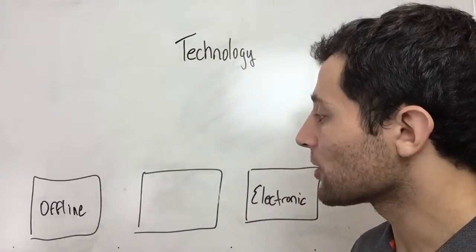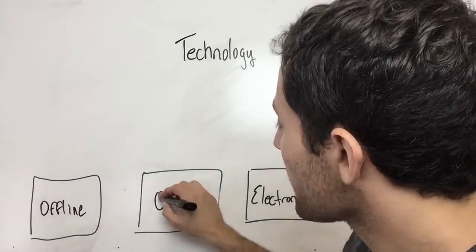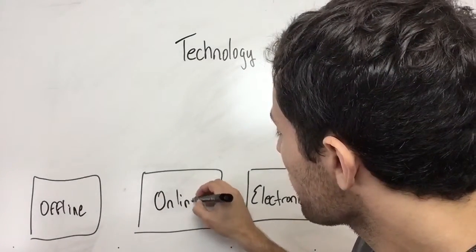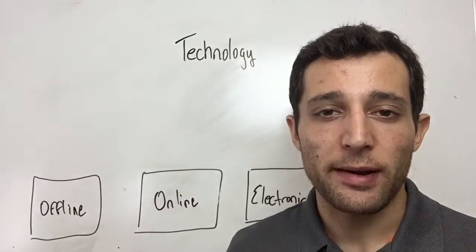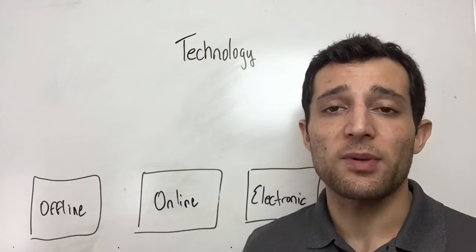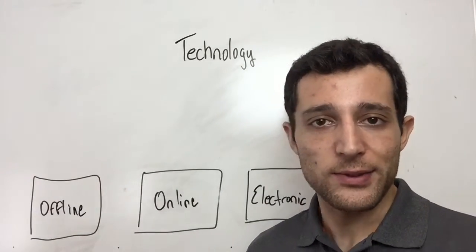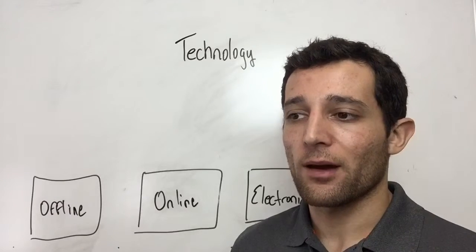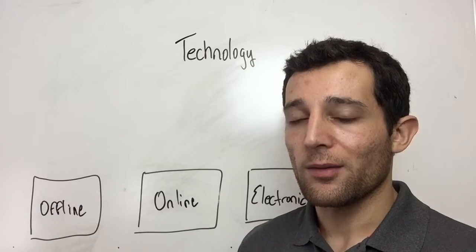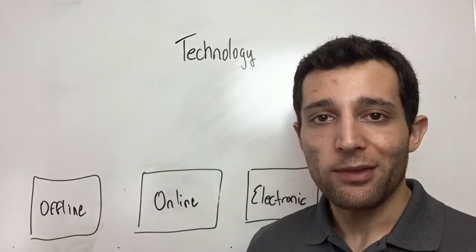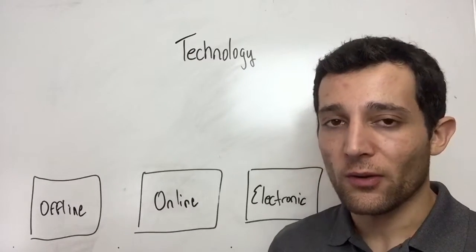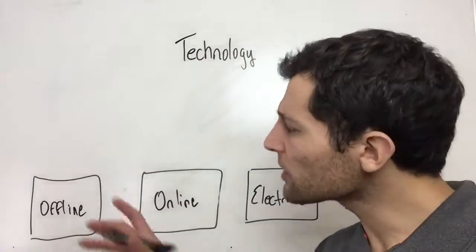And the last category we're going to talk about is your online technology. And this builds on the electronic, but it's really its own category because it's so different and unique in terms of process and what it can do that it's really its own separate category. But let's start with offline.